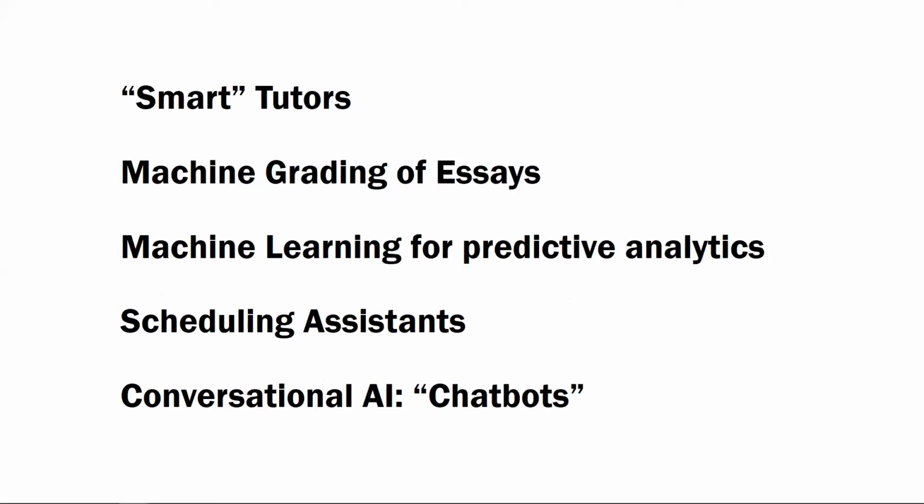Some of the ways that people have talked about using AI: there have been some experiments around smart tutors. We're not going to talk about that today. There's machine grading of essays, which we could have a whole discussion about, what's good and bad about that. Machine learning is used for predictive analytics, so looking at all the information you have about how your students are doing on campus and trying to, out of that, figure out more about what's going on so you can take action and understand where problems are. Scheduling assistance, so tools, for example, that help students schedule their courses. But the main one we're going to focus on today is conversational artificial intelligence, which is commonly known as chatbots or natural language personal assistants.